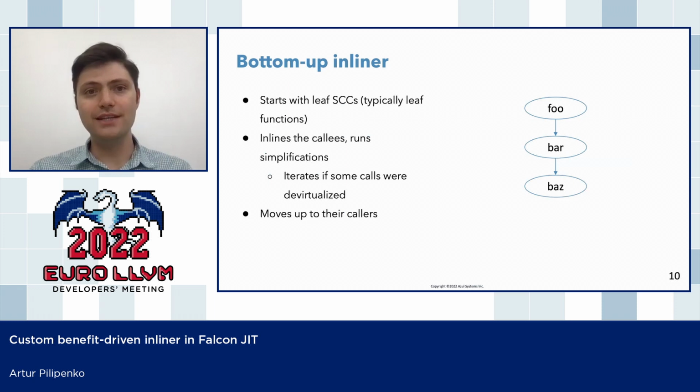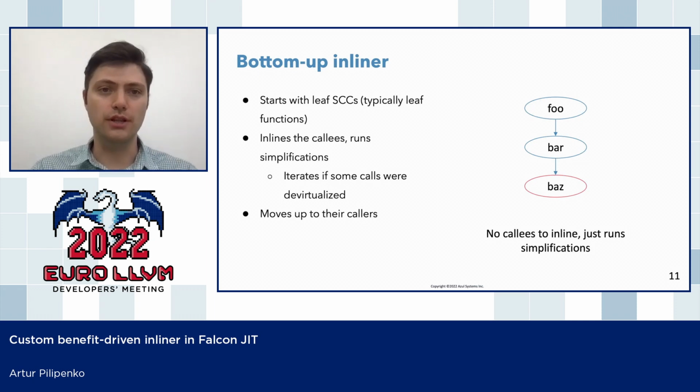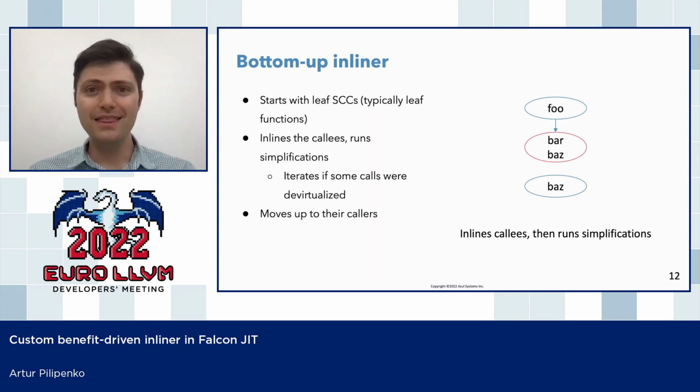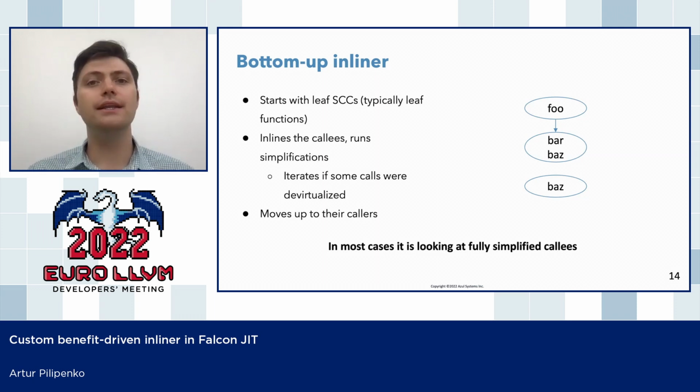It starts with leaf SCCs, and typically these are just leaf functions. Because there is nothing to inline in the leaves, it just runs simplifications on them, and then it moves to their callers. In their callers, it inlines the callees, the ones we just simplified, and then runs simplifications. And it would iterate inlining again if simplifications introduce new calls via devirtualization. And then it moves up to their callers. An important property of this process is that in most cases, the bottom-up inliner is looking at fully simplified candidates.